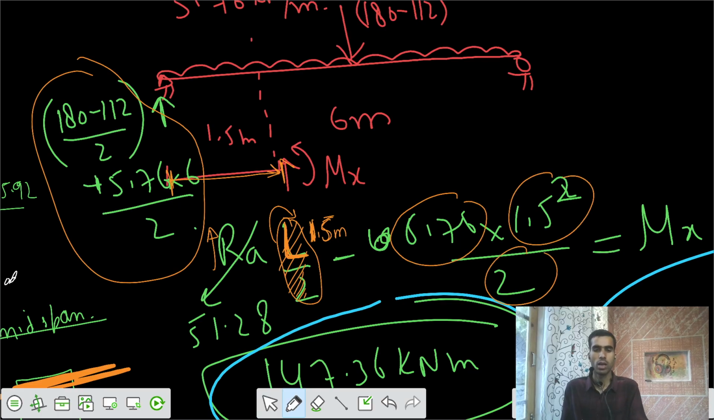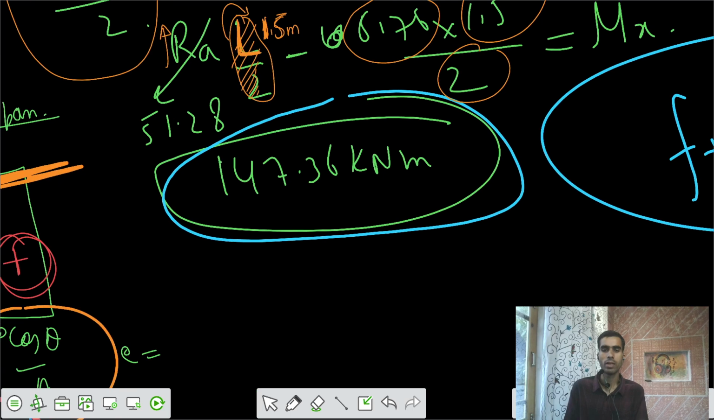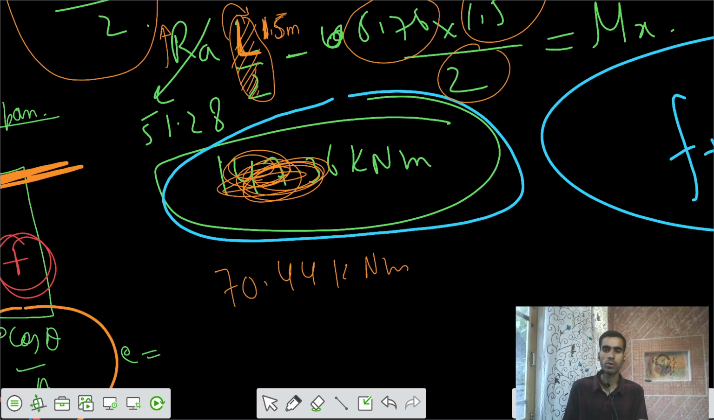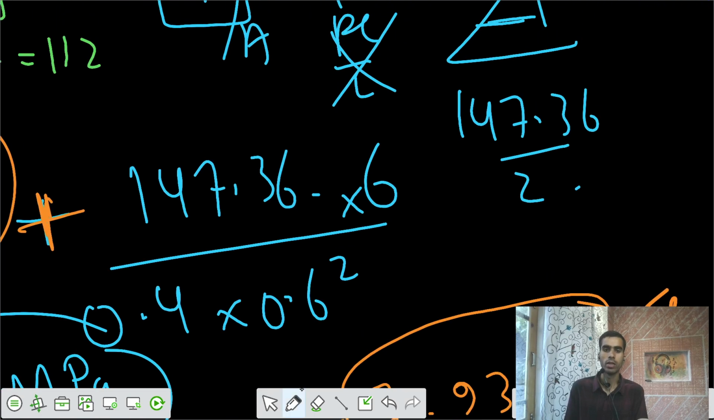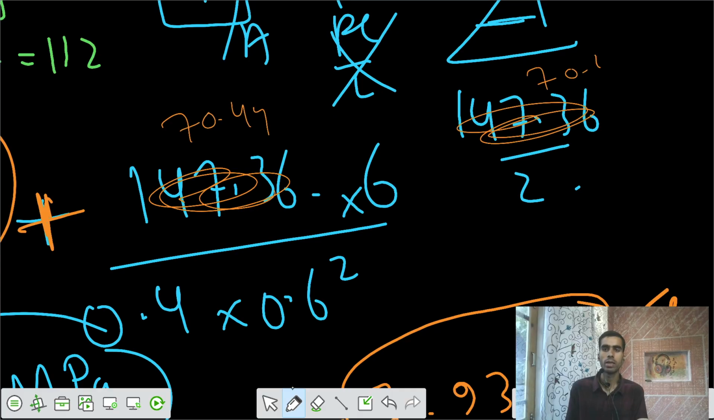That's okay. That means our moment should have been 51.28 into 1.5 minus 5.76 into 1.5 square by 2. That's 70.44. So the moment is only 70.44 kilonewton meter. So this was a very huge value before. So 70.44 we had to take. This was your moment, 70.44 kilonewton meters, and this part was your section modulus in meter cube.